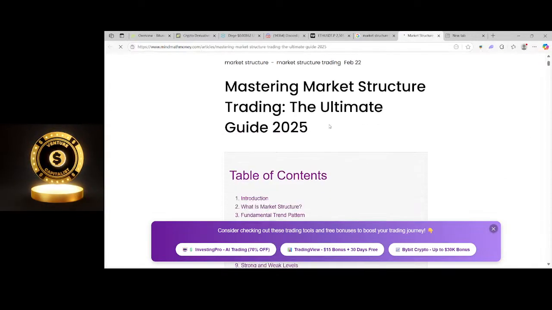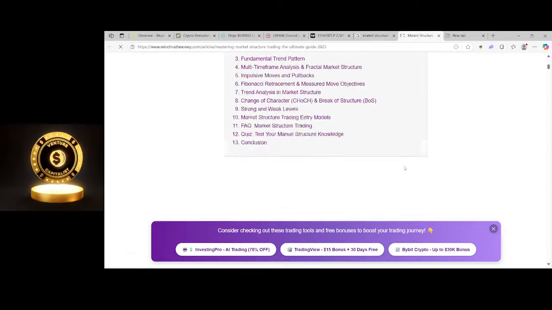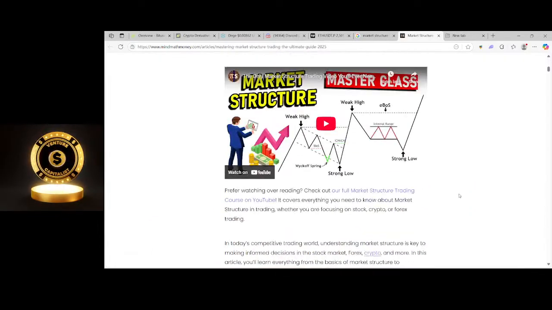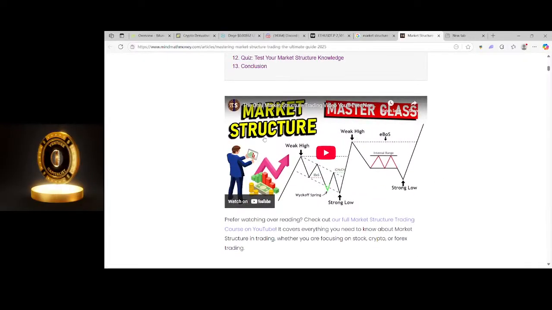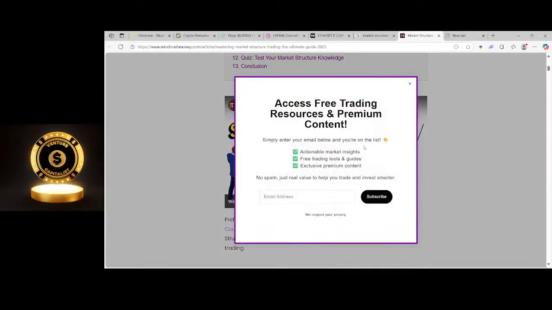Okay, then we can go over here. We're going to click on this one Google result and take a look at a breakdown for all you newbies: mastering market structure trading, the ultimate guide. Okay, so here you go. You have your weak high, your lower high, the Wyckoff spring, which is the push down, then a bounce. See how the strong low shows it's starting to even out, and then we see a push to the top, and we get another weak high, and then you get the equal.